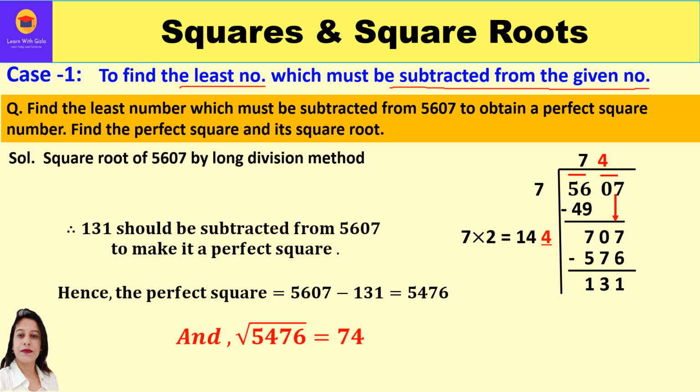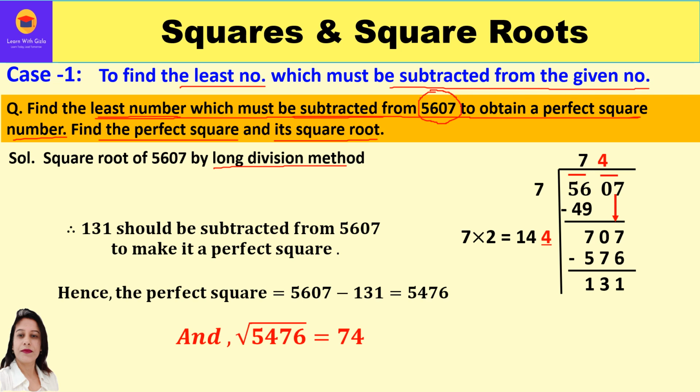So we will use the long division method to find out that least number. Let us take up the question. Find the least number which must be subtracted from 5607 to obtain a perfect square number. Find the perfect square and its square root. So this is the number which is given to us, 5607. It is not a perfect square number. To make it a perfect square number, we have to find a least number which we will subtract from this number. After getting the perfect square, we have to find its square root. So we are going to use the long division method to solve.